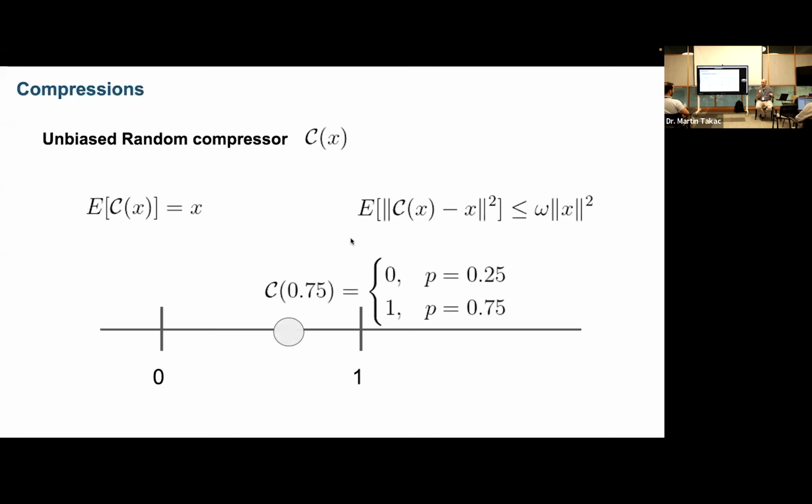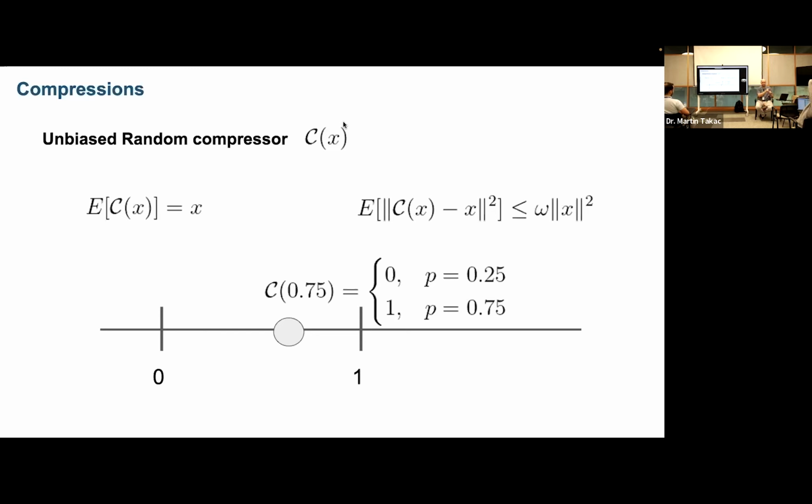Yes, exactly. So basically, this is a random function. Let's say if I feed 0.75, I output 0 with this chance, and I output 1 with this chance. The expectation is 0.75. So many times, to decrease the amount of communication, people will use some kind of compression like this.